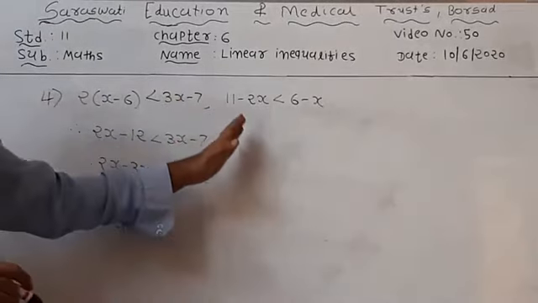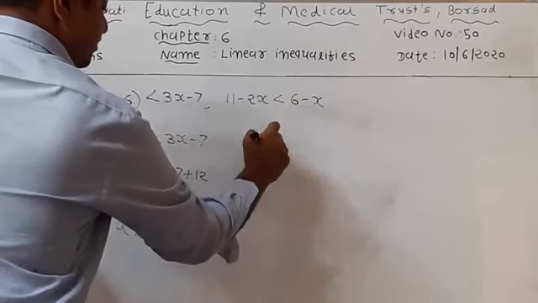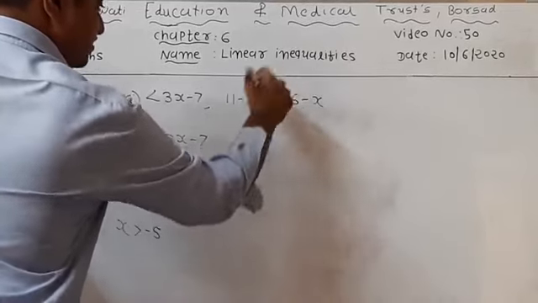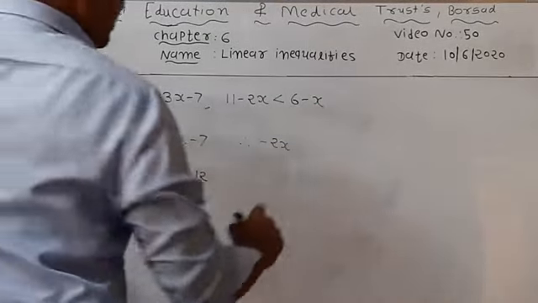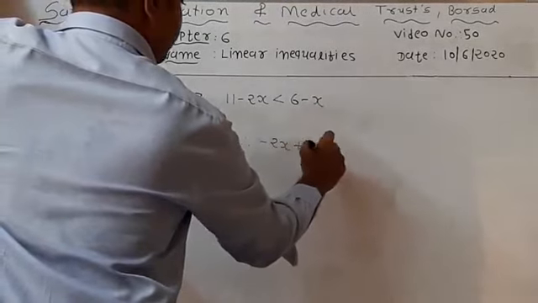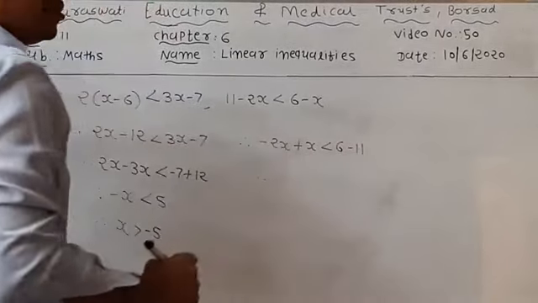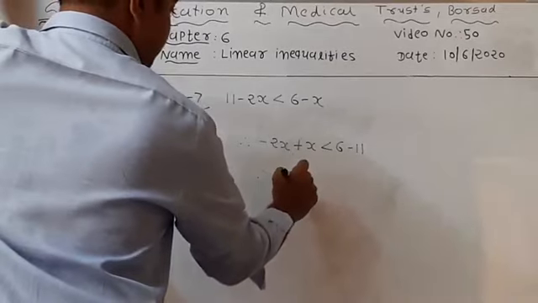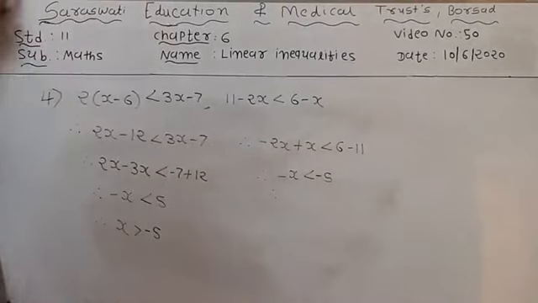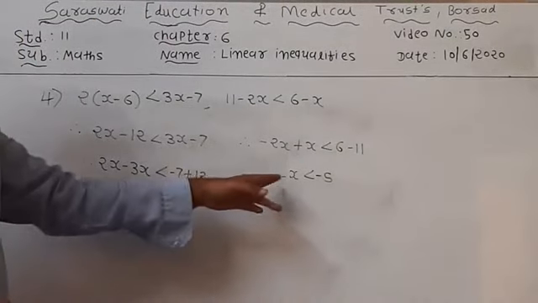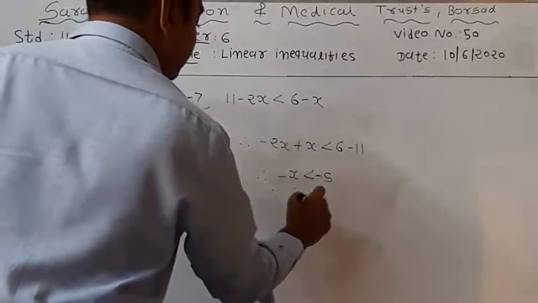Same way in the other inequality: solve 11 minus 2x less than 6 minus x. x written on this side and change the sign. So minus 2x plus x less than 6 minus 11, that means minus x less than minus 5. Again, in both sides a minus sign is present. So multiply by minus and change the inequality. So x greater than 5.